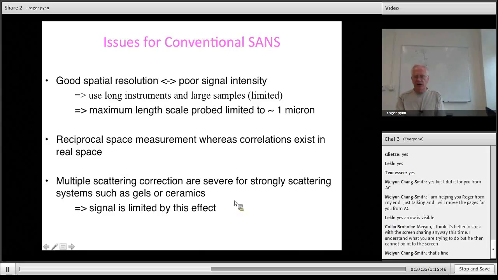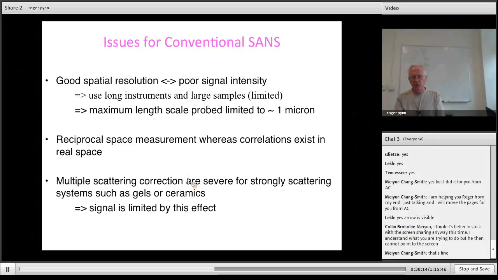Another issue that you have with SANS is multiple scattering. Those of you who've done SANS experiments will have noted that you have to restrict the strength of the scattering to less than about 10% of the incident beam. If you have much more than that, the singly scattered neutrons have a high probability of being scattered again, and these so-called multiple scattering corrections distort the scattering curve quite a bit, and that distortion is quite difficult to deal with.